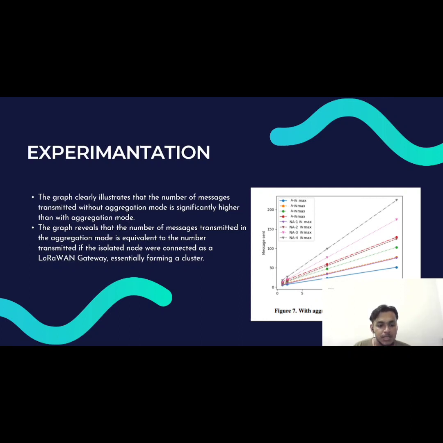For example, we can see that with only one relay node, the number of messages transmitted without aggregation mode is approximately 20, whereas with aggregation mode, it reduces to around 5. As the number of relay nodes increases, the difference between the two modes becomes even more pronounced. For instance, with 10 relay nodes, the number of messages transmitted without aggregation mode is around 200, while with aggregation mode, it decreases to around 20.